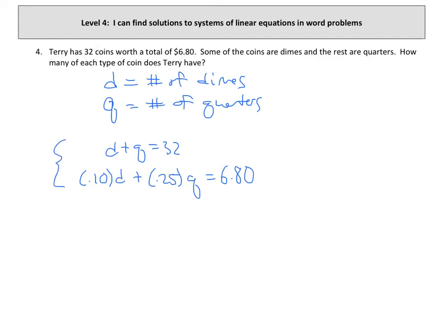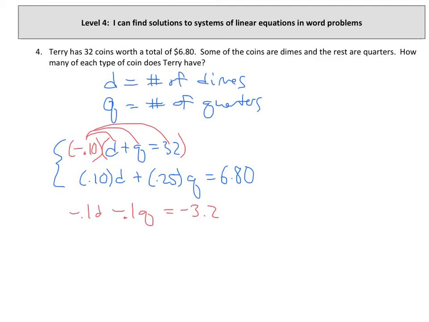So this is my system. Now I need to make it so one of the variables cancels out. So I'm going to multiply my top equation by negative 0.1 so that my d's will cancel out. So I distribute negative 0.1 times d, and that's negative 0.1d. And then I get minus 0.1q equals negative 3.2 when I multiply negative 0.1 times 32.